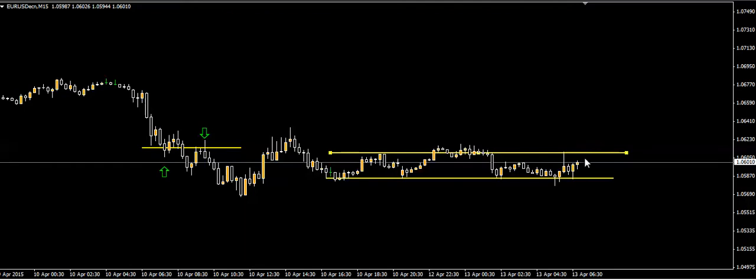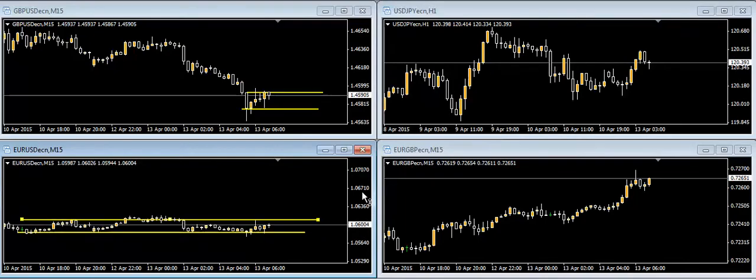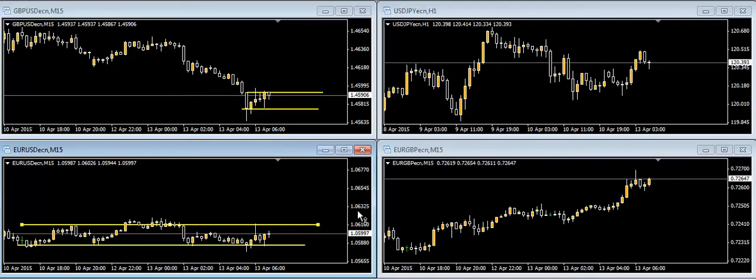So what we're doing now is waiting until the market actually breaks out of this channel, either to the north side or to the south side, to enter our trade. Minimize that. Let's go to the Euro GBP.